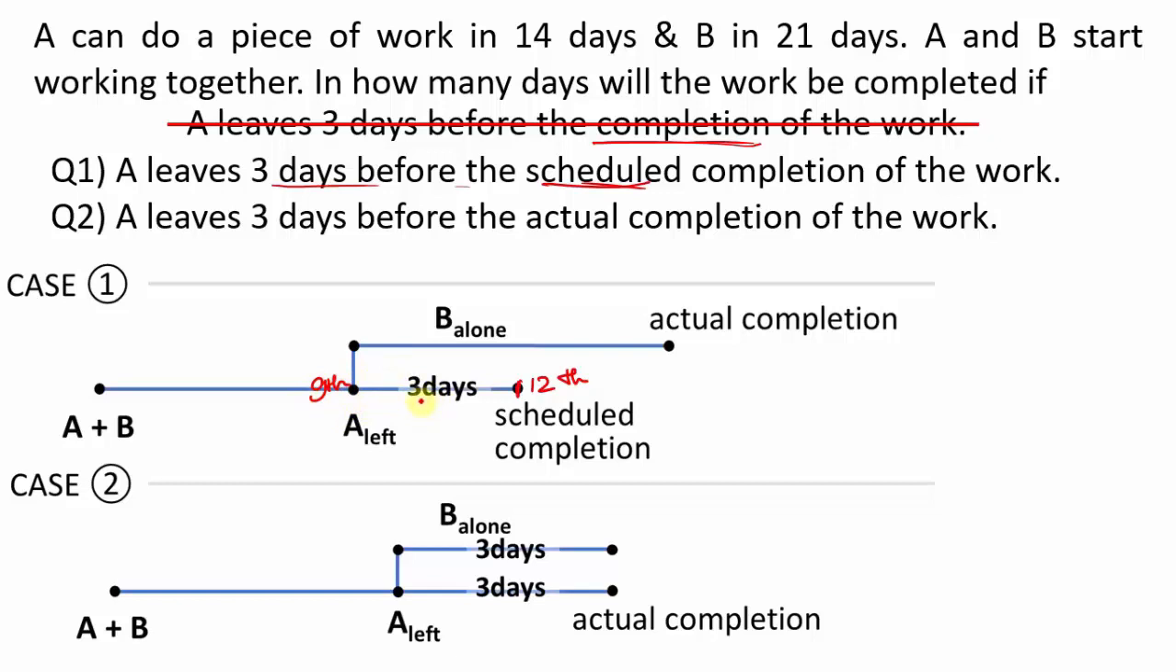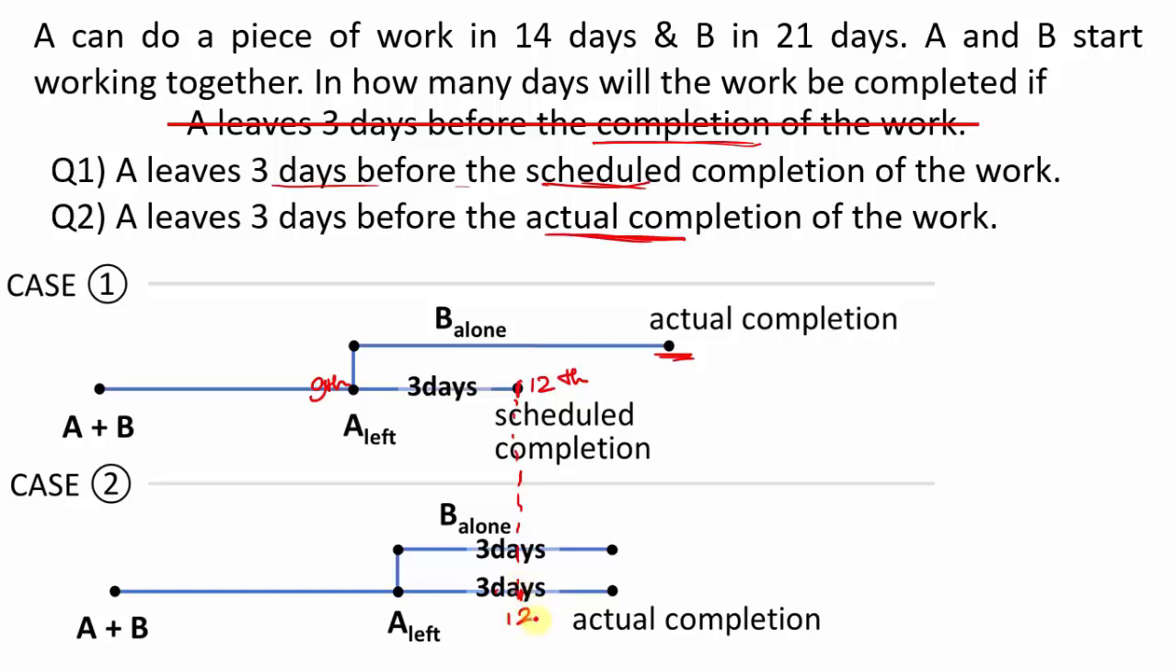And now as A left, all the load is on B alone, and he will finish the remaining work after the scheduled date. This day, the actual completion day, will be after the 12th day of the month. In the second case, A leaves 3 days before the actual completion of the work. So the scheduled date is somewhere here.